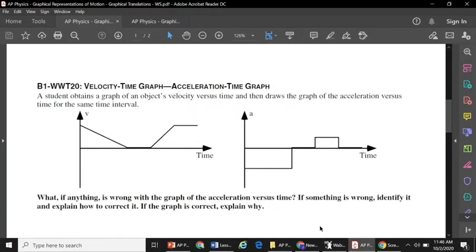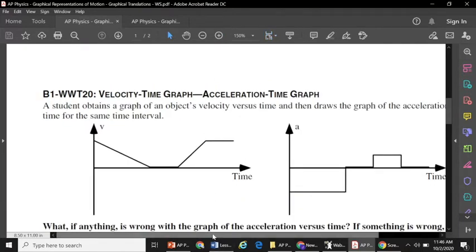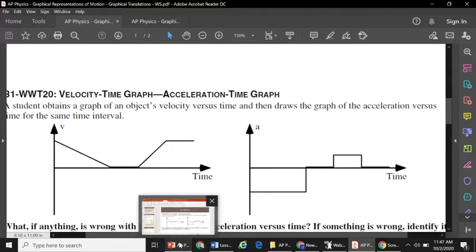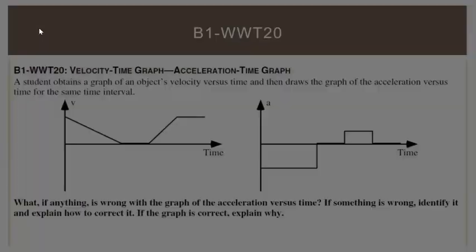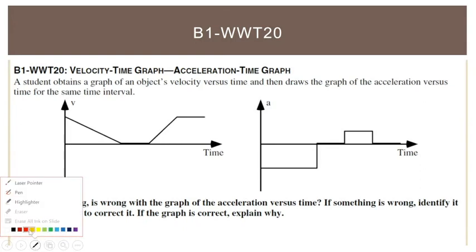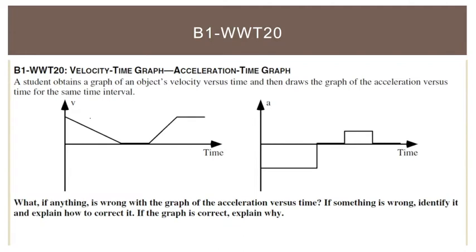Okay, so this problem says the kid has a graph of velocity versus time, and they're trying to draw a graph of the acceleration versus time. So I hope when you were doing this, your thought process was a little something like this. And I want to draw, so I'm just going to go back to here. That you looked at this and you said, well, that on the velocity versus time graph is a negative slope, so that means the acceleration should be negative. We go to this graph and the acceleration is negative, check.